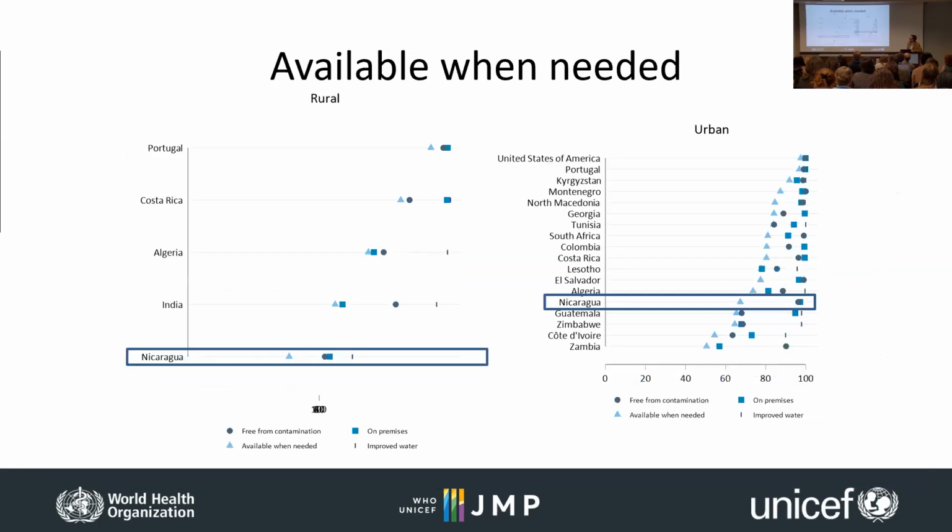Then there are fewer countries that have a limiting factor of availability when needed. First of all, not all countries have data on this. So we'll make an estimate if we have data on contamination and accessible on premises, because we know that those are more commonly the limiting factors. But here, these are different countries. These are more middle income countries. A lot of Latin American countries, I highlighted Nicaragua, because especially in urban, they've got water, it's on premises, but it's not available when needed. We see this a lot where countries have intermittent water supplies and storage in the household, and they just don't have the quantities of water when they need it.